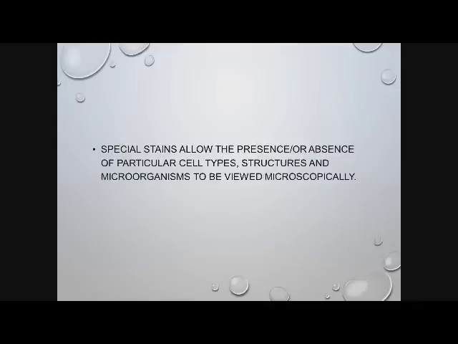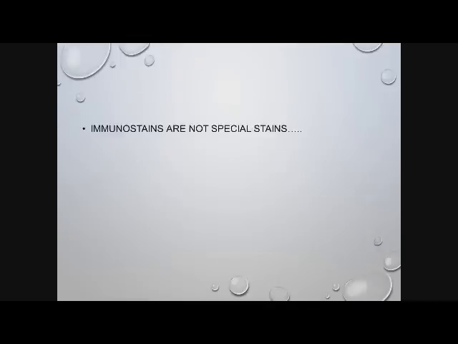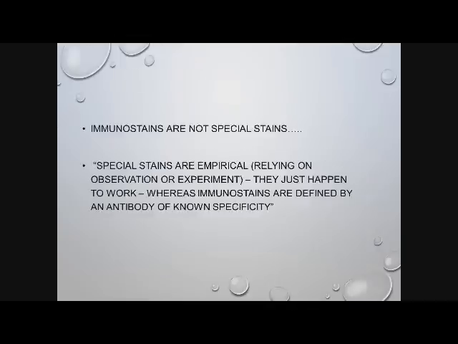So special stains allow the presence, and in some cases it's more important to see the absence, of particular cell types, structures, microorganisms. Just to clear up any confusion, though, we want to make sure that we understand how a special stain differs versus an immunostain. Immunostains are not special stains. Special stains are empirical. In other words, somebody did some testing, they did experimentation, they did observation, they had ideas about things that might attach to certain organelles, etc. They just happen to work.